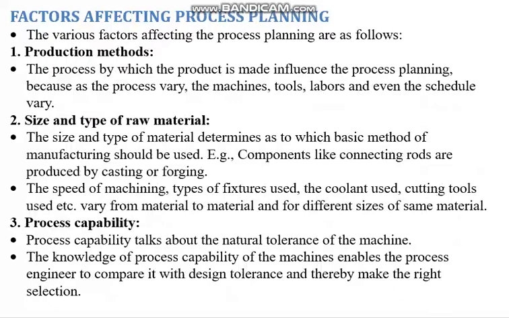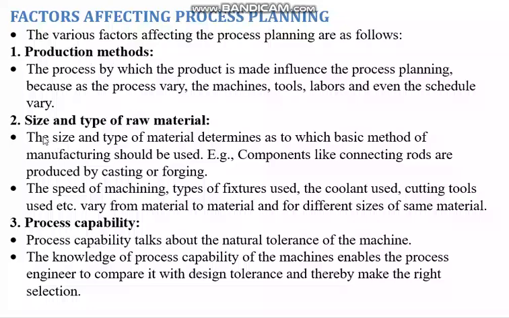The production method, the process by which the product is made, influences the process planning, because if the processes change, then the other things change, like machines, tools, labor, and schedule; everything changes. Suppose one person decides, I will cast this, another person decides, no, I will machine the thing. These are different production methods, and on the basis of that, your process planning will change.